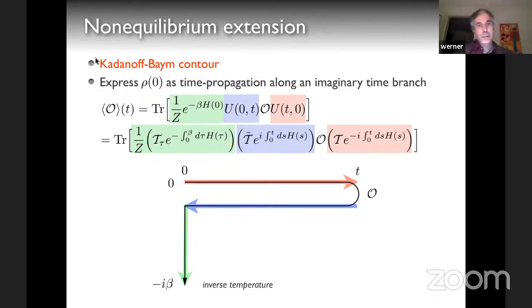And now you can see that the calculation of this expectation value at time t involves the propagation along a three-legged contour in the complex time plane. Namely, we first propagate forward along the real-time axis from time zero to time t, and we measure the observable at time t. Then we propagate back along the real-time axis to zero, and finally we propagate along the imaginary time axis to minus i beta, where beta is the inverse temperature of our initial equilibrium state.